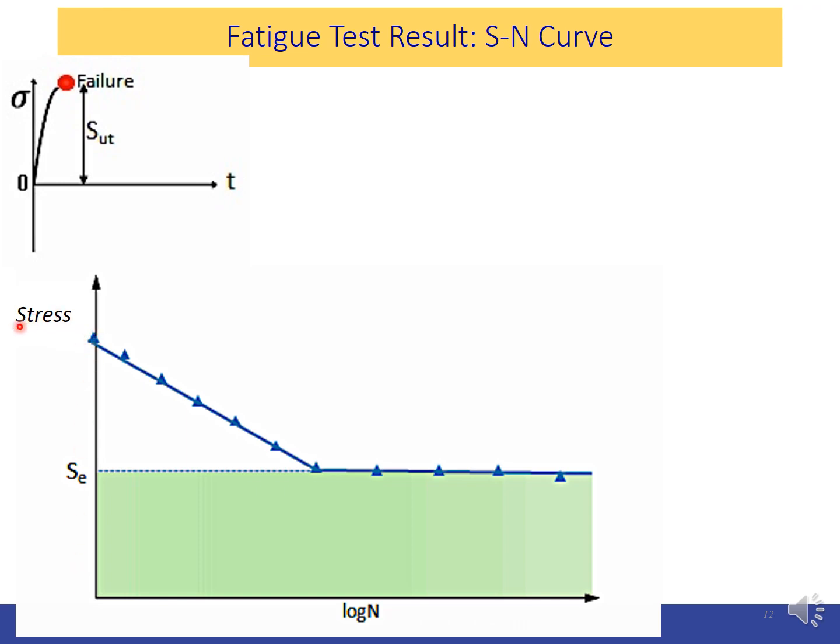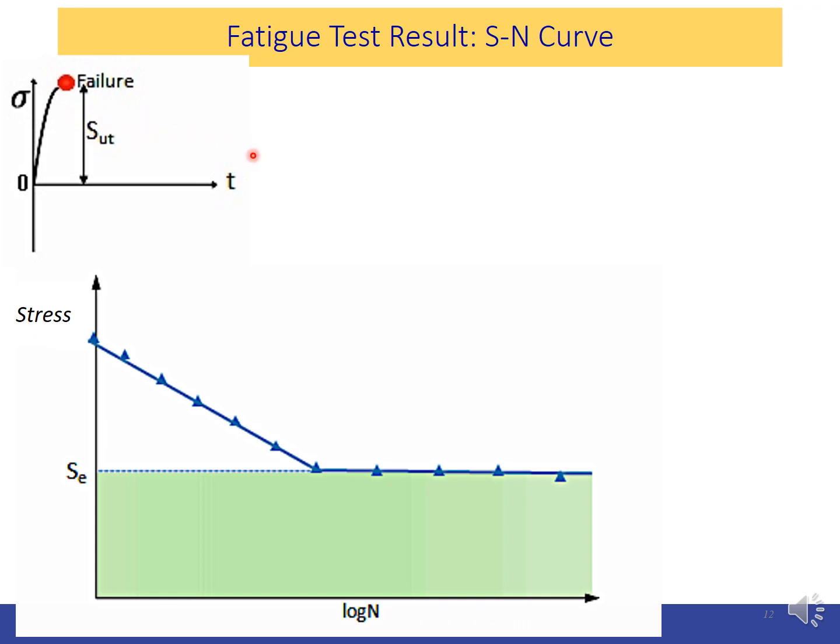So we plot the stress versus the logarithm of the number of cycles before failure, log N. Sometimes this stress is the maximum stress being applied to the specimen. Sometimes the stress amplitude is used on the plot, so it's stress amplitude versus log N. So just keep in mind to check the stress axis to clarify which stress number is used in the plot.